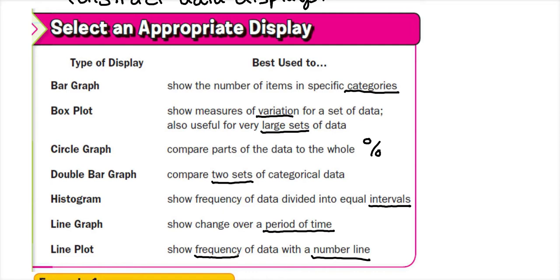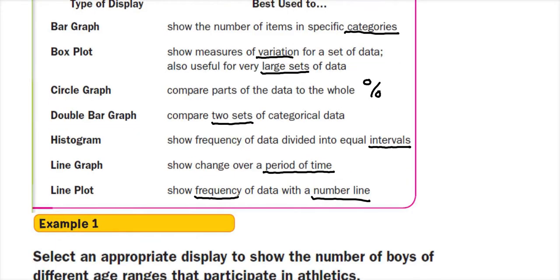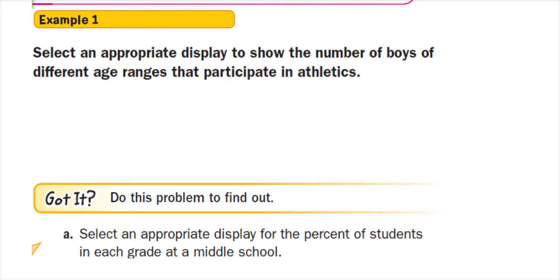All right, so we're just going to first select the appropriate one, and then we'll organize them also as we're going through. It says select an appropriate display to show the number of boys of different age ranges that participate in athletics. Okay, so let's look at some keywords here. We're going to look at age and ranges. Okay, so a range is another name for an interval. Okay, so which one should we show with intervals? That would be the histogram.